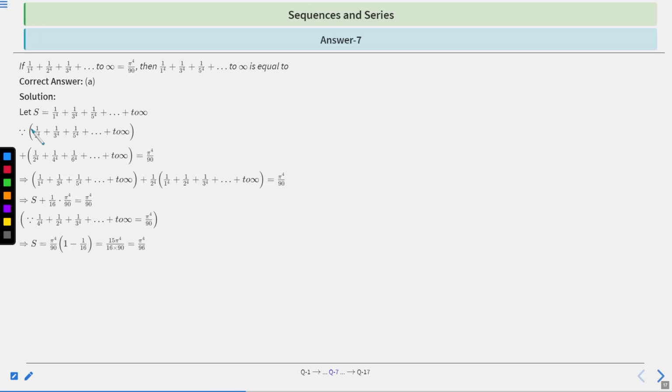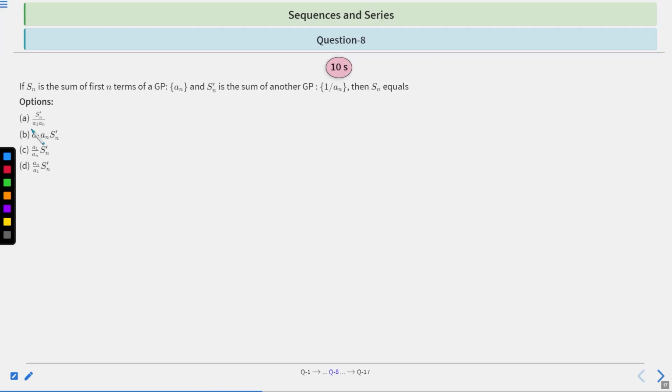Let's move to the next question. Question number 8. If Sn is the sum of first n terms of a GP, An is the nth term, and Sn dash is the sum of another GP, whose terms are 1 by an, then we have to calculate Sn. So let's move to the solution part after 10 seconds.